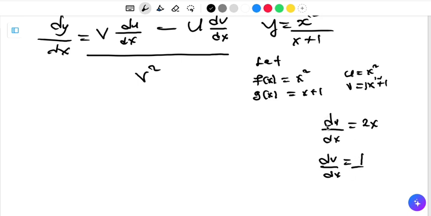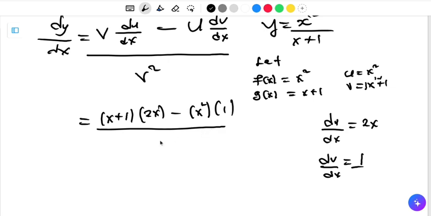So let's apply using this formula. What is our v? Our v is x plus 1. Then what is our du dx? du dx is 2x, then minus, what is our u? Our u is x squared. Then what is our dv dx? dv dx is 1, then divided by v squared. Our v is x plus 1, and I'm going to square this one.